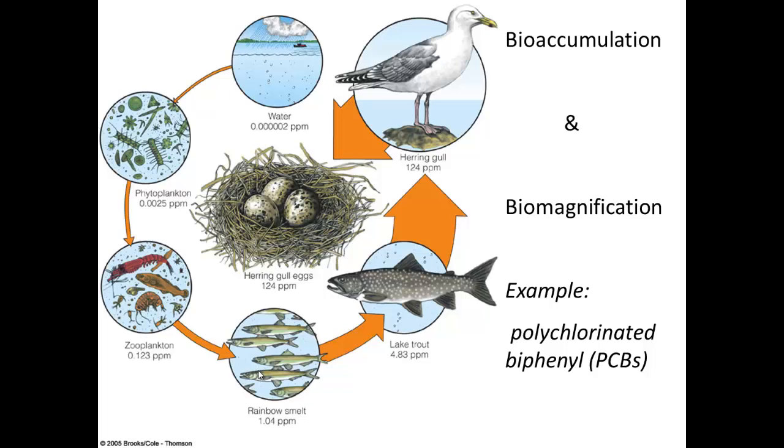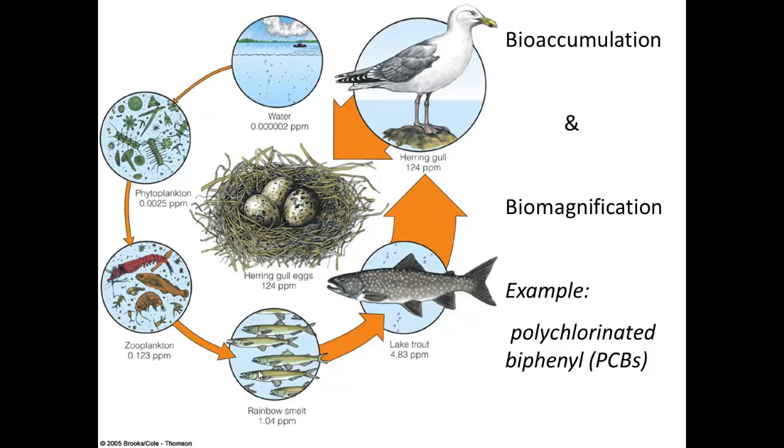And then those herring have their babies, their eggs, and those eggs now have 124 parts per million of PCBs. And this is toxic to the eggs and to the babies. And it can actually decimate the bird population in these regions.